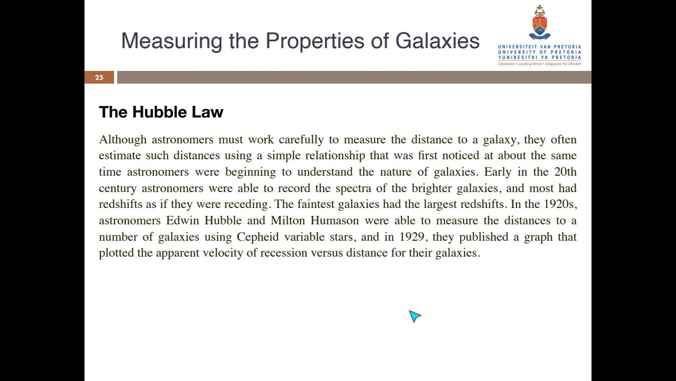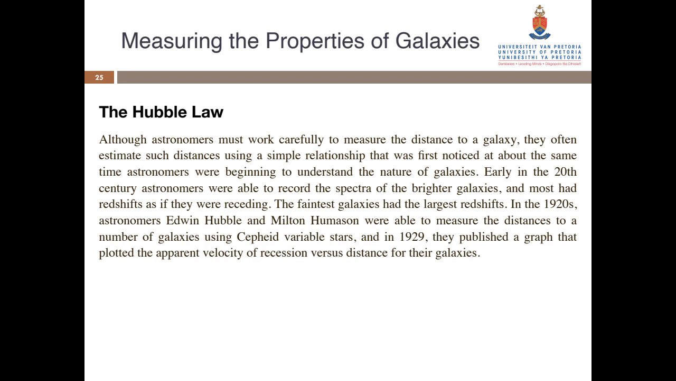So the next thing we need to take into consideration is Hubble's law. Although astronomers must work carefully to measure distances to a galaxy, they often estimate such distances using a simple relationship that was first noticed at about the same time astronomers were beginning to understand the nature of galaxies. The most distant galaxies had the largest redshifts as they were receding, and the faintest galaxies had the largest redshifts.